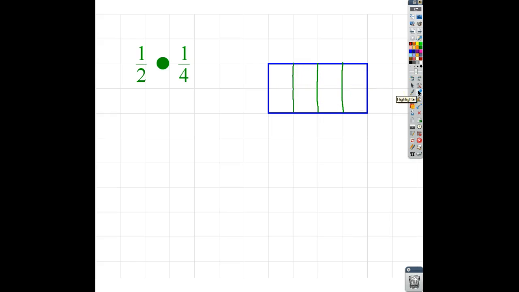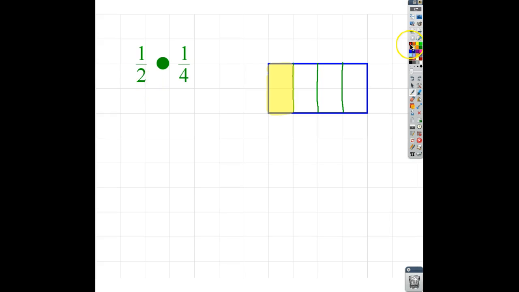Okay, and I'm going to get to keep this piece, right? I'm taking 1/4 of that. Okay. So this here is this piece, right? This is 1/4. So now what I'm going to do is take half of that.